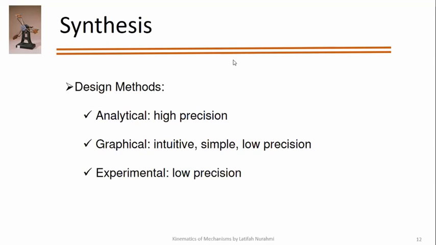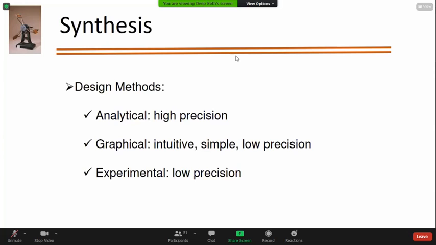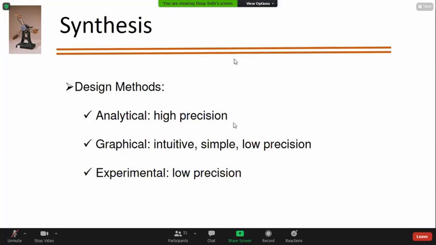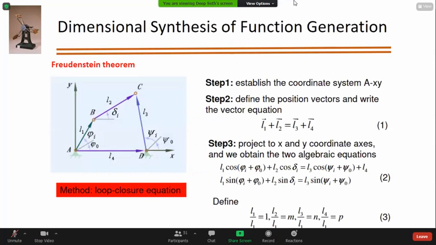Okay, now in synthesis design methods, when you're doing the analytics, you will have high precision from there. So from graphical, you can visualize the design. It's intuitive, simple, and low precision is needed from there. And then you will also see the environmental perspective of it, so that's also very low precision needed. But in analytics, you will need high precision while you are doing the design methods. Okay.